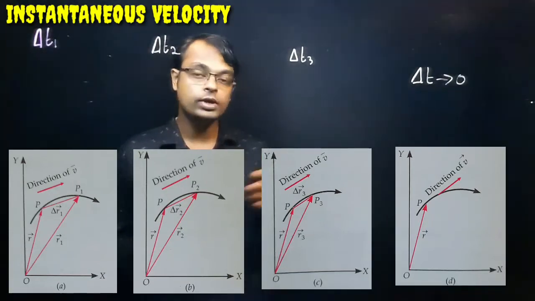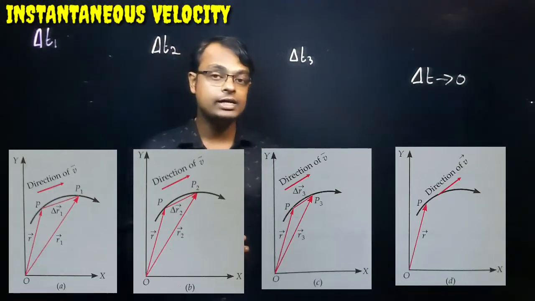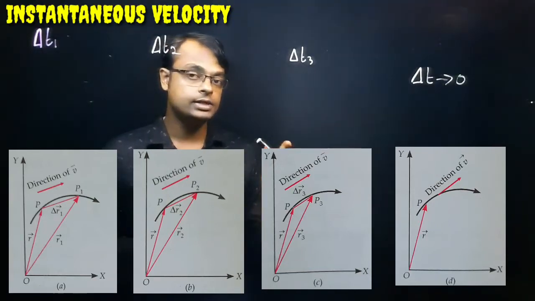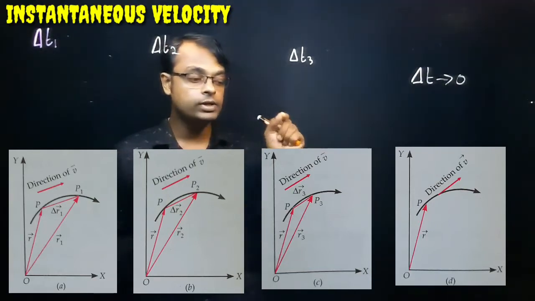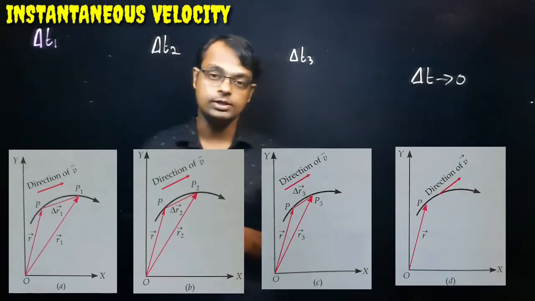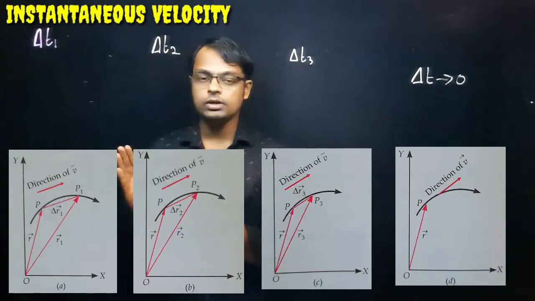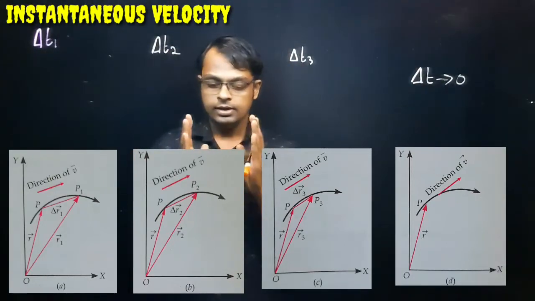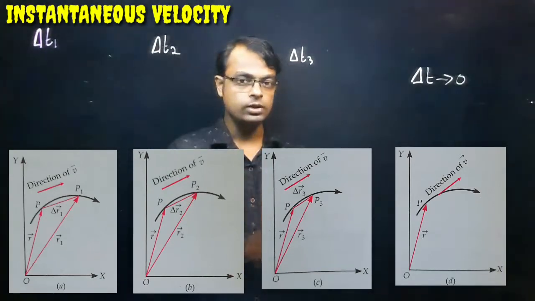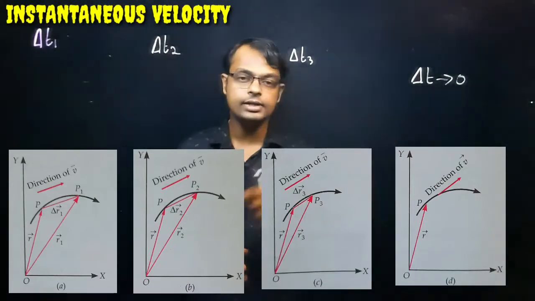So in the fourth picture, the direction of velocity is the tangent drawn at the point. The tangent drawn is the direction of velocity, and at that particular point the velocity is called the instantaneous velocity. Look at the first, second, third and fourth pictures. In the first picture the time interval is delta T1, in the second picture delta T2, and again delta T3. It goes on, and finally the time interval is so small that delta T tends to 0.